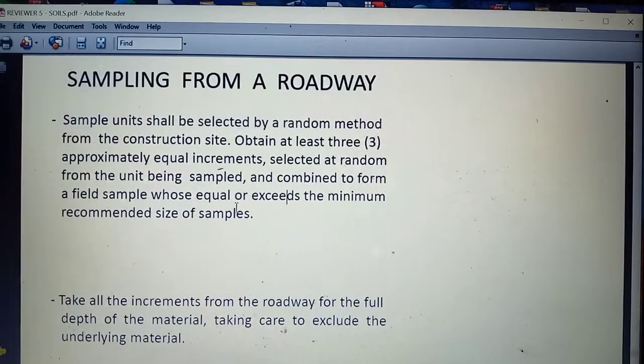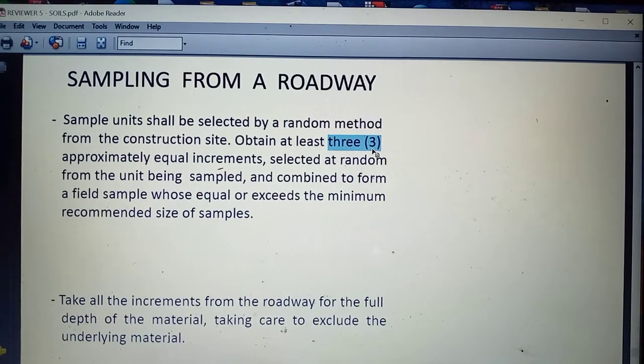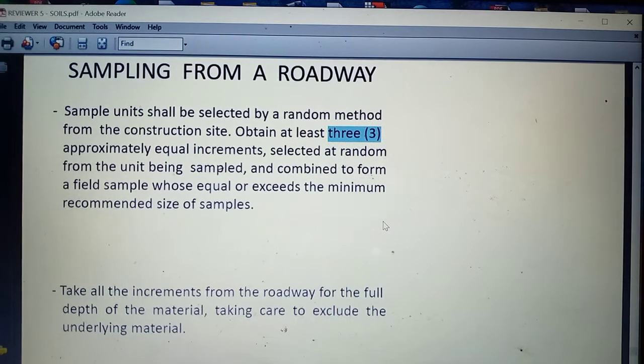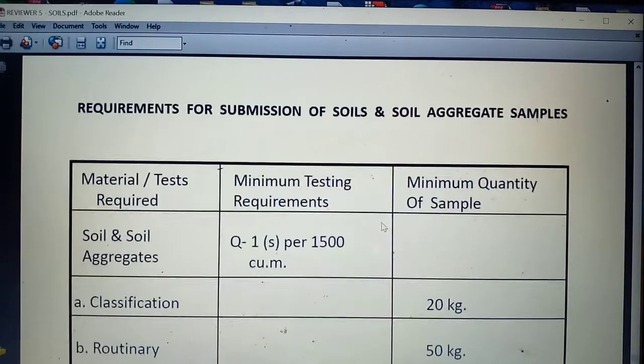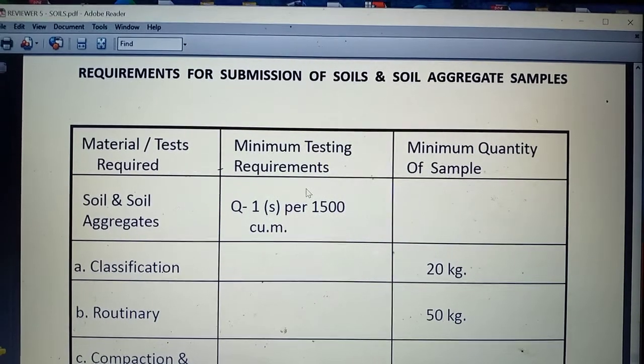Ganyan yung mga requirements niya. Dapat random, para hindi daya, dapat random yung sampling mo. Then, at least 3. Pag sinabi mo kasing isang set ng sampling, dapat may 3 yan. 3 trials, o 3 increments. So, these are the material tests for soil aggregates.